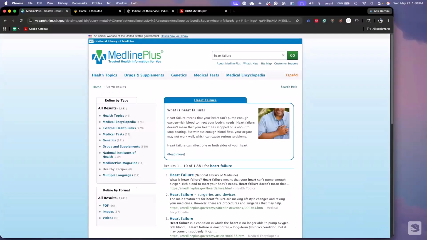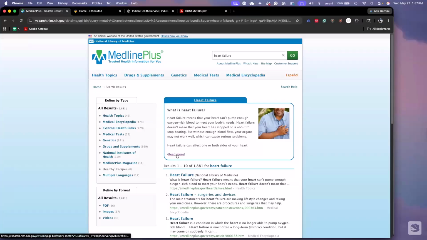And when we get to heart failure, we're going to get a lot of results, but really we can see here that it provides us a quick synopsis of, well, what is heart failure, right? Because if you're looking for heart failure, chances are you want to know, is this me or is this someone I know? Like, what do I do, right? But in MedlinePlus, it provides you this really great synopsis of what it is.